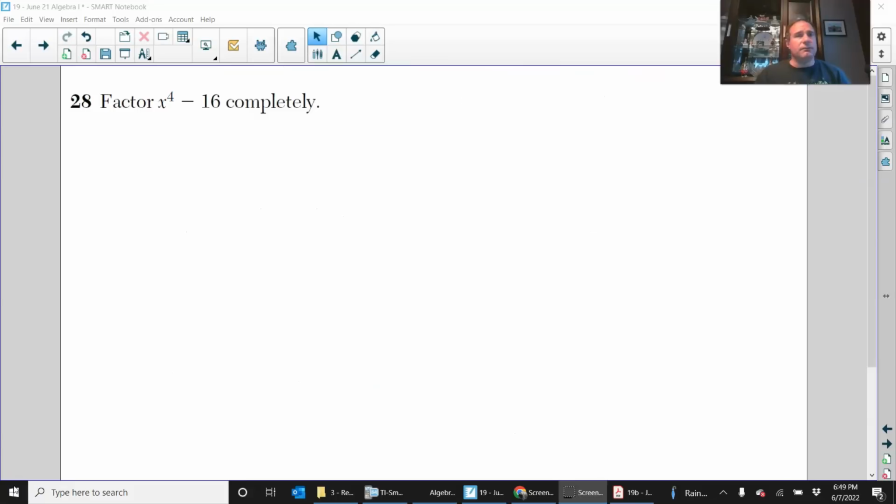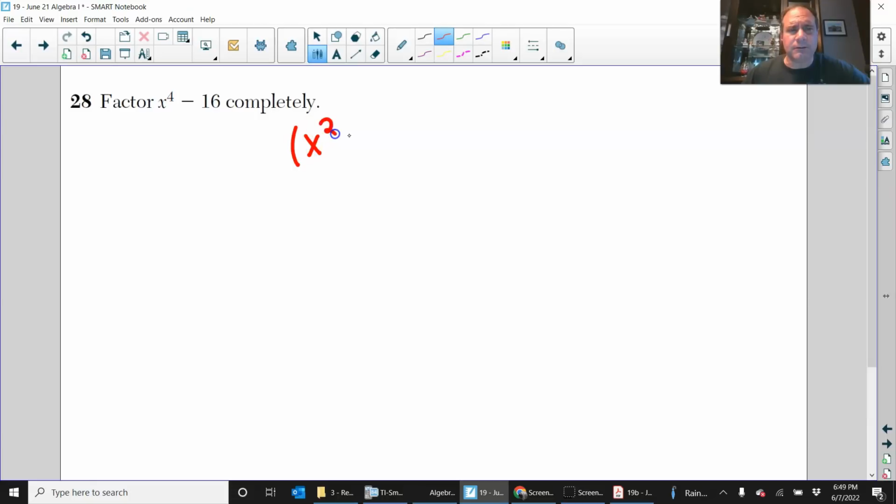So number 28, whenever it says factor completely, you know you're in for at least 2 steps here. So I'm just going to look at it and say x to the 4th minus 16 looks like almost the difference of squares, right? Difference of squares. So I'm just going to put down x squared minus 4 and then x squared plus 4.